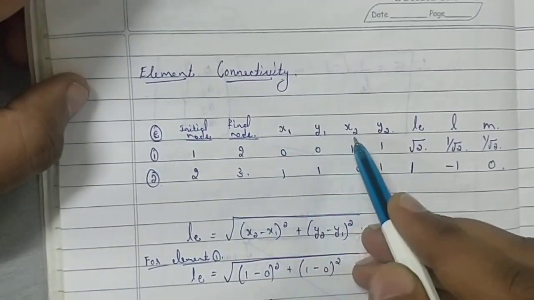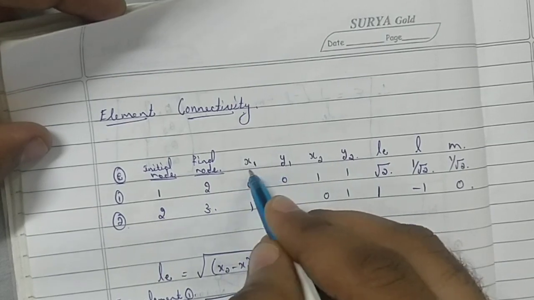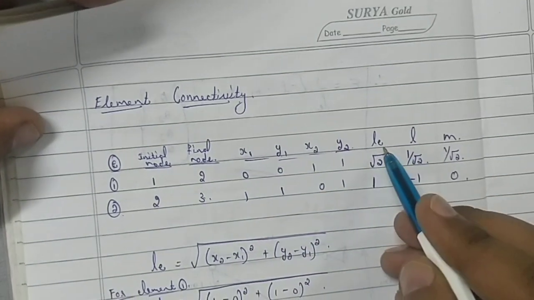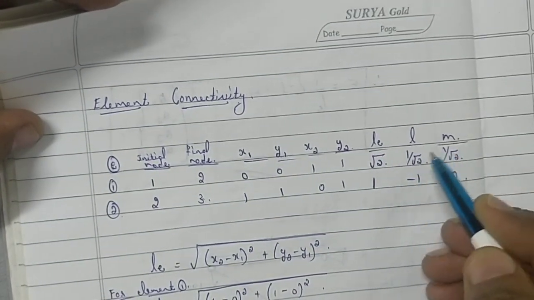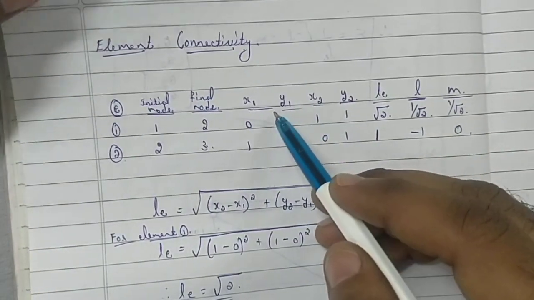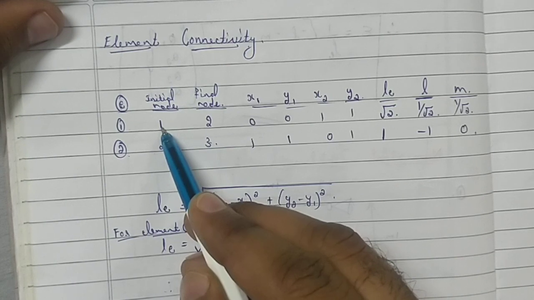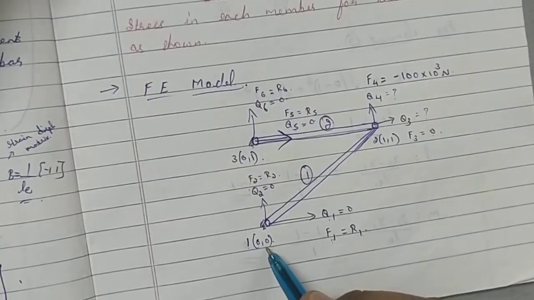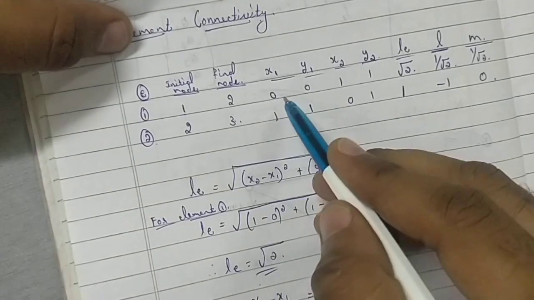Next x1, y1, x2, y2. You have to write this. Next LE, L and M you have to find out. So how do you write this x1, y1? Straight away write the coordinates of the first node. What is the coordinate of the first node? 0, 0. So 0, 0.